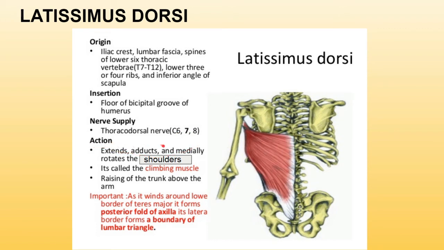Now its action is very important. It is known as the climbing muscle. Why? Because it extends, adducts and medially rotates the shoulder, as in swimming, rowing, climbing, pulling, folding the arm behind the back and scratching the opposite scapula. So also known as the climbing muscle, and also helps in raising of the trunk above the arm, and also helps in violent expiratory effort like coughing and sneezing. So mainly for climbing, and also helps in expiratory processes.